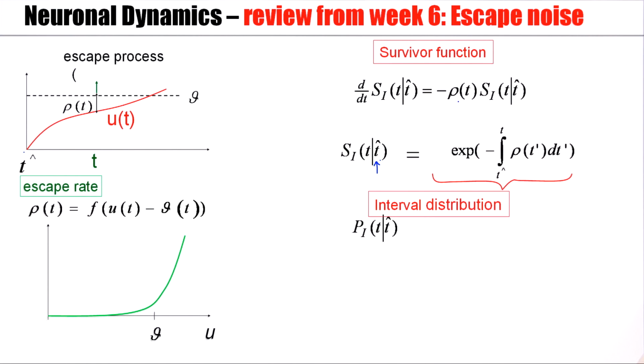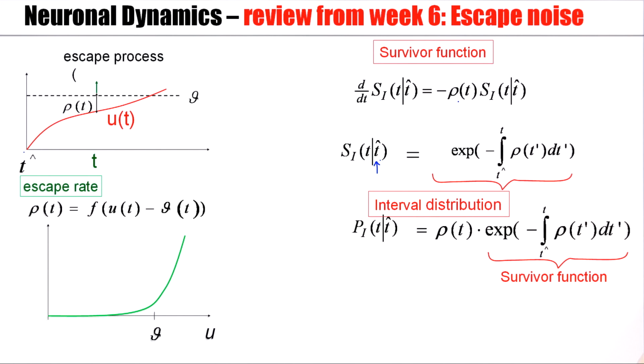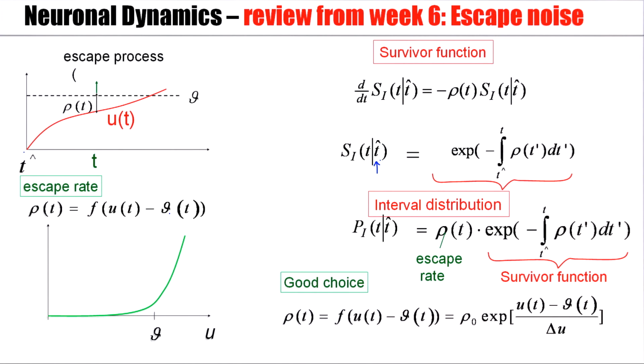Similarly, we may ask for the time-dependent interval distribution, and it turns out in order to fire the next spike at time t, the neuron has to survive from t hat to t, and then it has to fire. So we have an expression for the interval distribution. And this works for all sorts of escape rate functions. However, formulas turn out to be particularly nice if, as an escape rate, we take the exponential one. Now that's cool because the exponential one fits well experimental data measured in cortical slices.